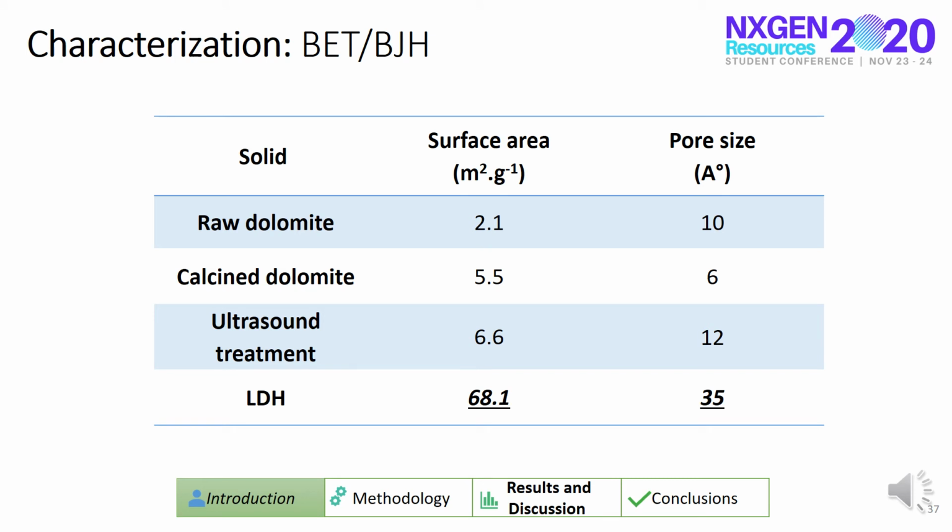The table shows the nitrogen adsorption-desorption results. The characterization results showed that all methods improve the dolomite physicochemical properties. It can be seen that the specific surface area of LDH obtained from dolomite was 34 times greater than raw dolomite. The dolomite modified with ultrasound bath was 3.3 times greater than raw dolomite, and the surface area of calcined dolomite was 2.7 times greater than raw dolomite.